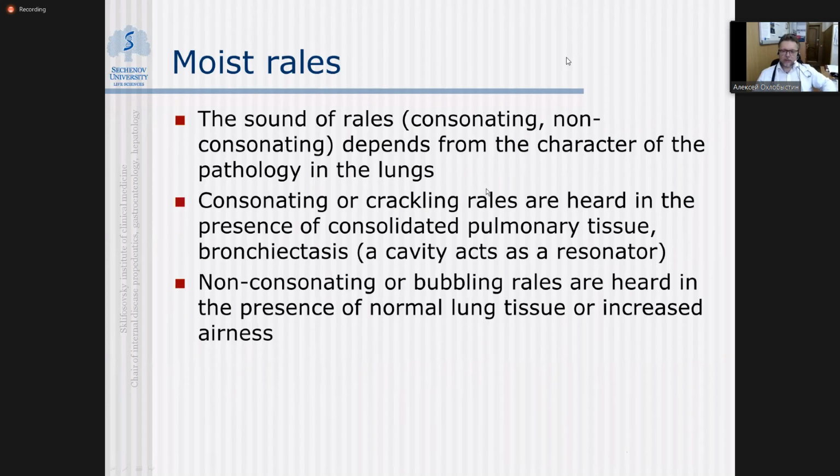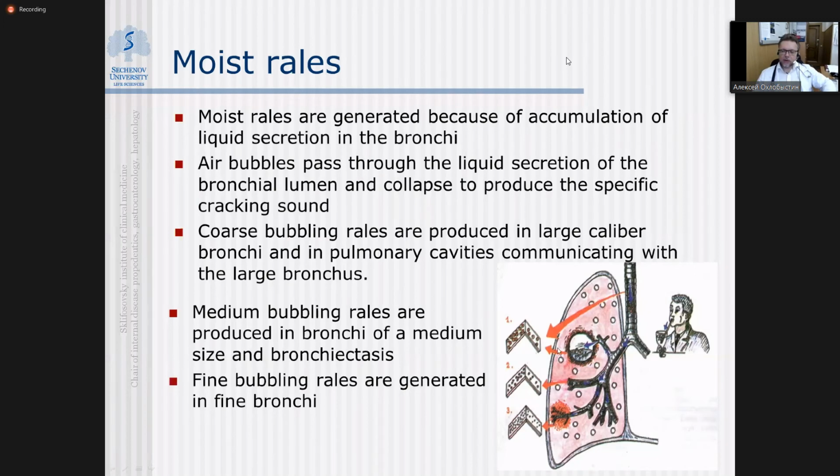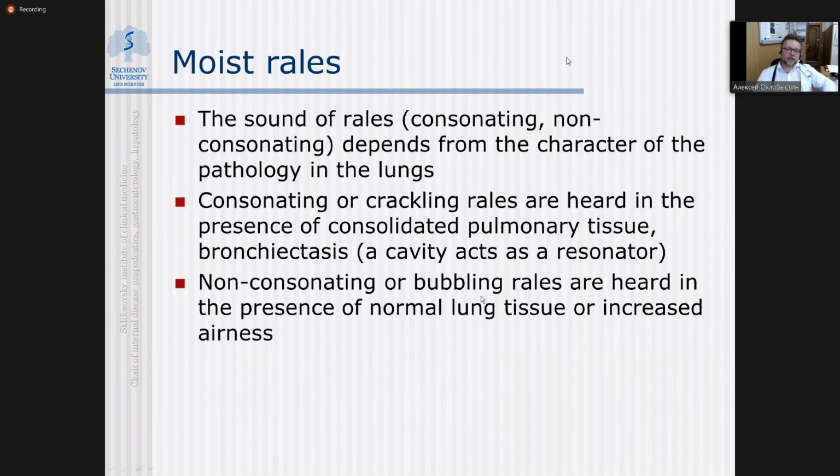Consonating rales, or sometimes crackling rales, may be the marker of consolidation of the pulmonary tissue that surrounds bronchi. For instance, if there is an area of pneumonia around the focus of a lung abscess or bronchiectasis, or around the focus of bronchitis, there will be much better conduction of the rales to the surface of the chest and the stethoscope. Therefore, if you hear the sound of rales very clearly without being muffled, you put down the term consonating rales, and that may be the marker of ongoing pulmonary disease, parenchymal involvement.